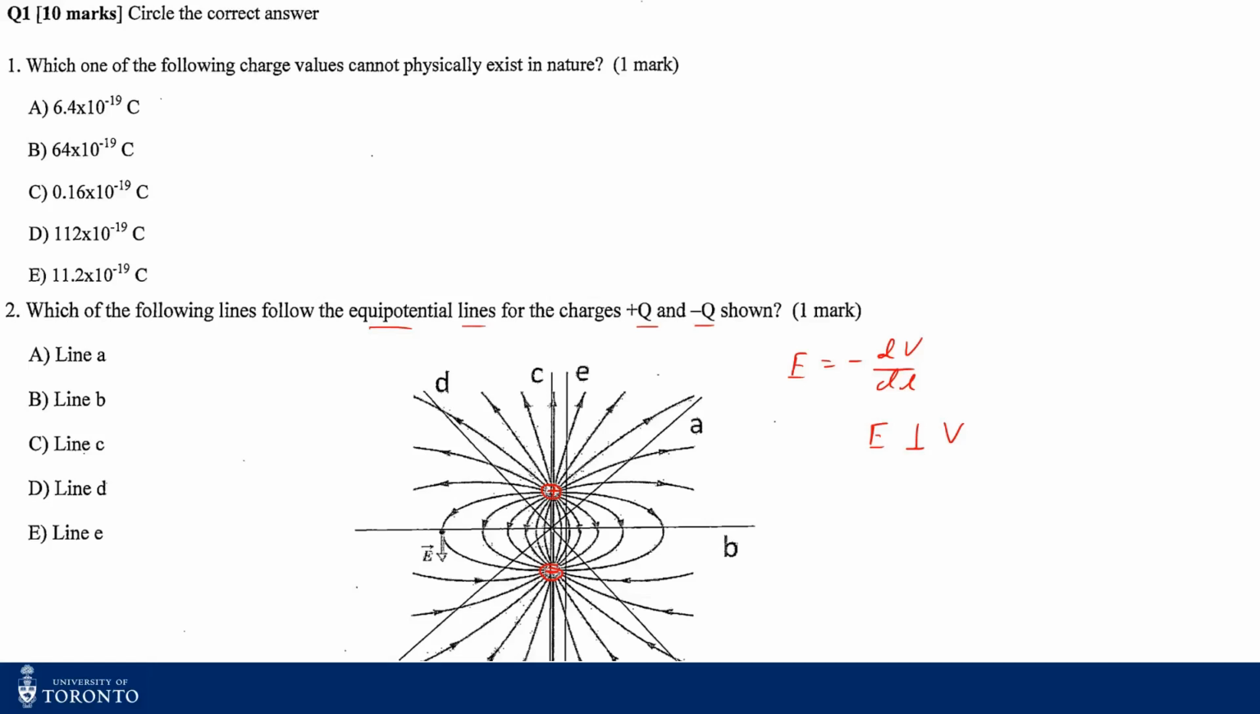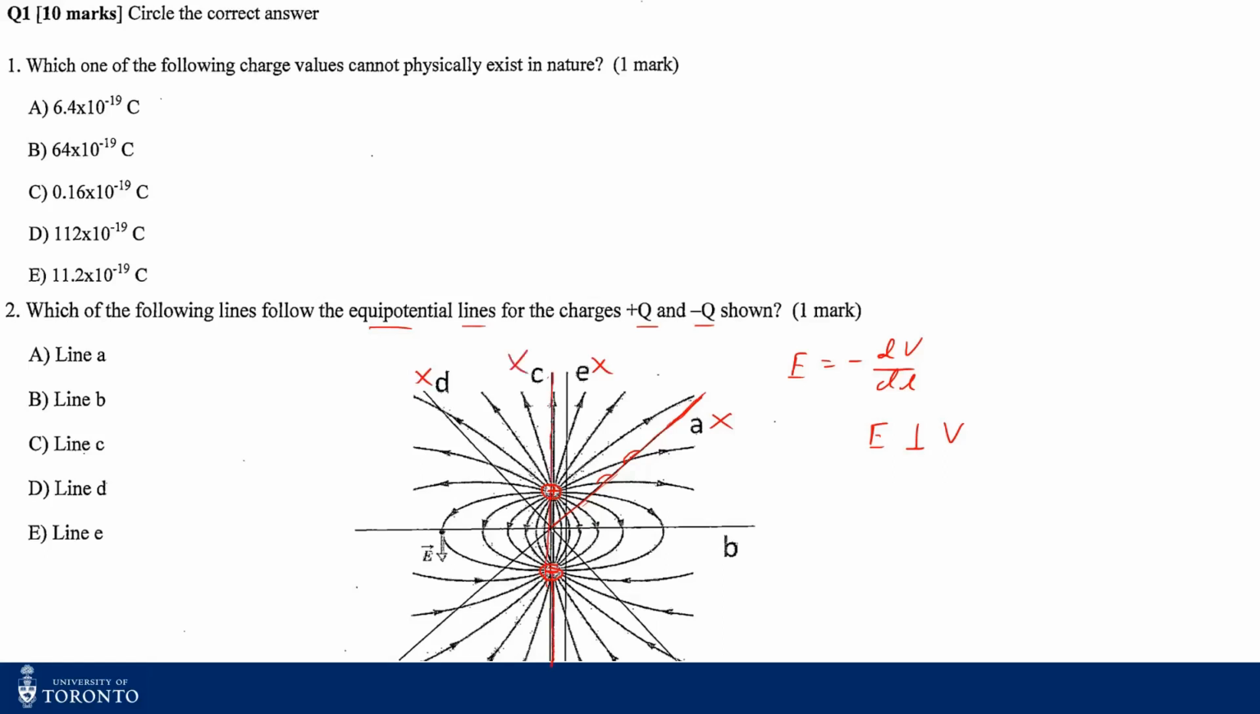Now, if you see option number A, for all points along this line, the electric field lines are not perpendicular, right? If this was supposed to be an equipotential line, the lines would be perpendicular. You see this angle is not 90 degrees, so A cannot be an option. Similarly, E cannot be an option, D cannot be an option. For C, you see the electric field lines and the equipotential lines are not perpendicular, but they are parallel, right? So therefore, C cannot be an option also.